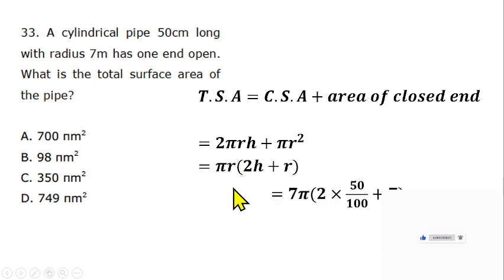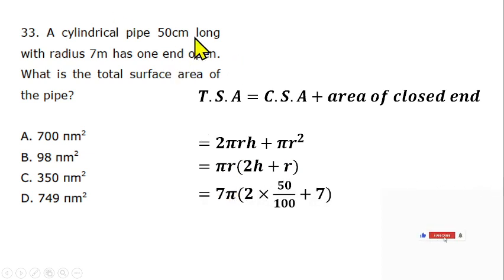Then from there, we can see that the height of the pipe is 50 centimeters and the radius is in meters. If you look at the options, they are in meters, so you can change this to meters by dividing by 100. That's why we have the height here to be 50 over 100. So the height is now 50 over 100, and we are given the value of the radius to be 7 meters, and they left our answers in terms of pi. So you don't need to substitute the value of pi into this. You can just leave our pi like that.